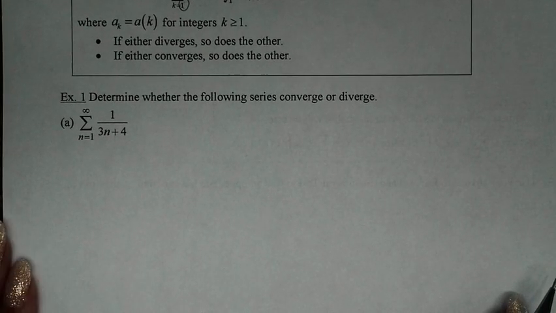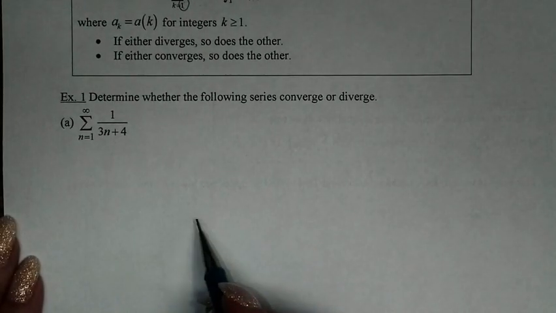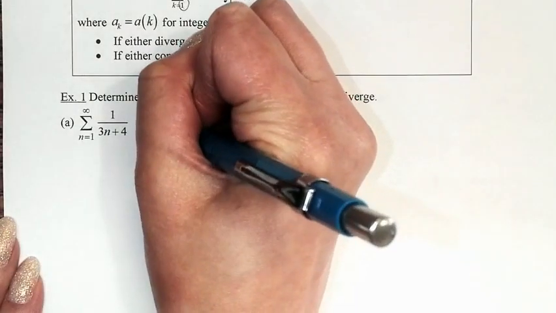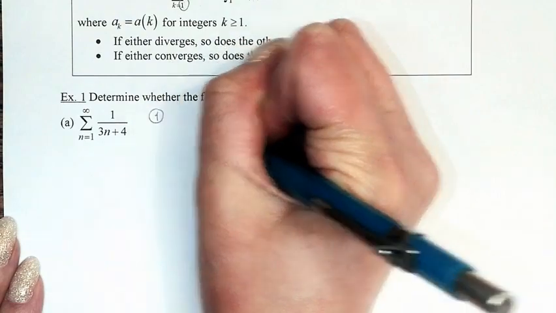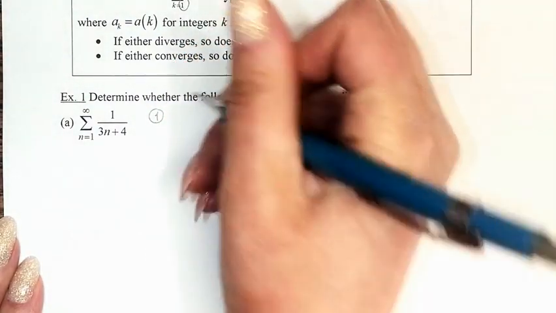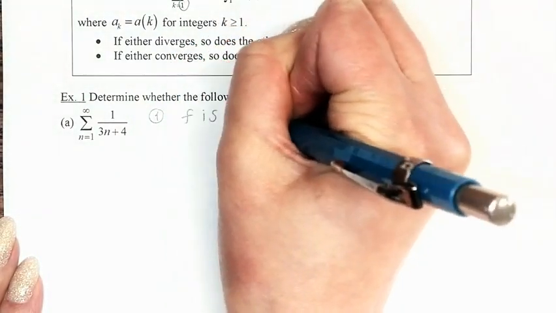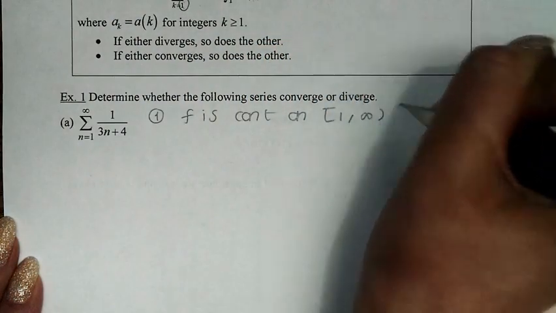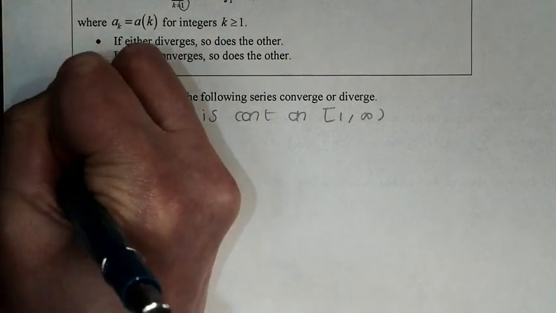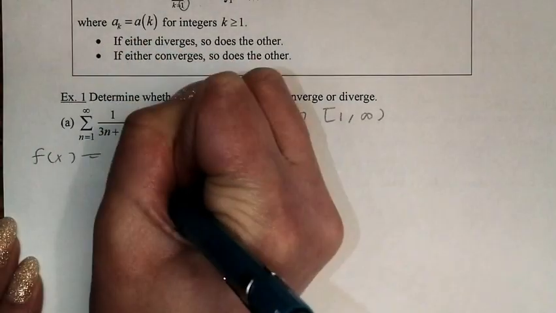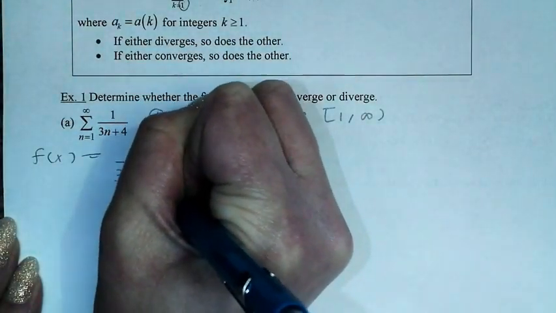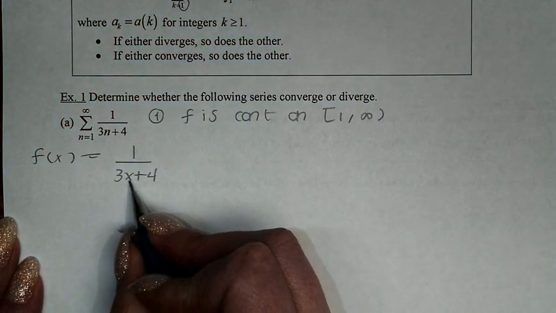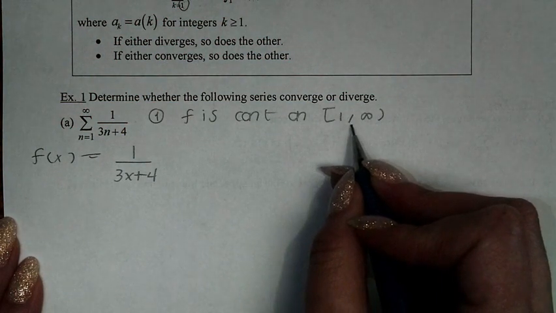So let's do some examples here so you can see how simple the situation is, okay? So over here, the first thing that you need to do is to prove the three conditions that we have. The first condition is whether f is continuous, right? So f is continuous, okay, on the interval 1 to infinity. Do you agree with that? What is f? f of x is going to be equal to 1 over 3x plus 4. So you can see that the problematic point here is going to be negative 4 over 3, which is not part of the domain that we're analyzing.